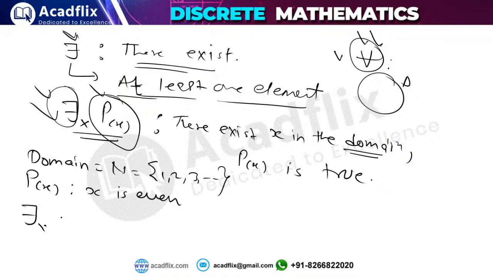Tell me the truth value of there exists x P(x). What will be the truth value of there exists x P(x)?